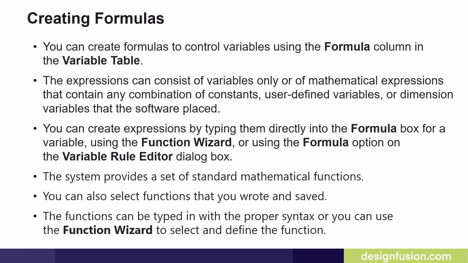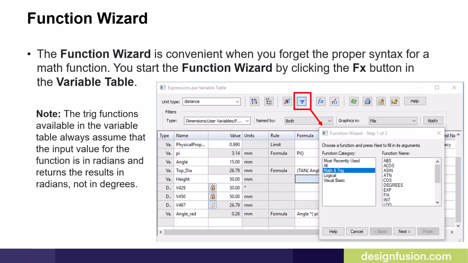The system provides a set of standard mathematical functions, or users can also select functions that they wrote and saved. The functions can be typed in with the proper syntax, or you can use the function wizard to select and define the function. The function wizard is convenient when you forget the proper syntax for a math function. You start the function wizard by clicking the FX button on the variable table. Remember from part one, that the trig functions available in the variable table always assume that the input value for the function is in radians and returns the results in radians, not in degrees.